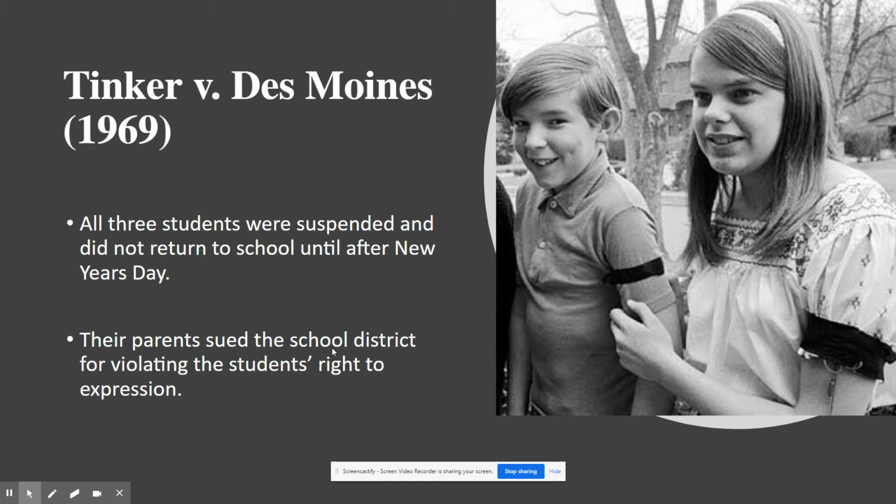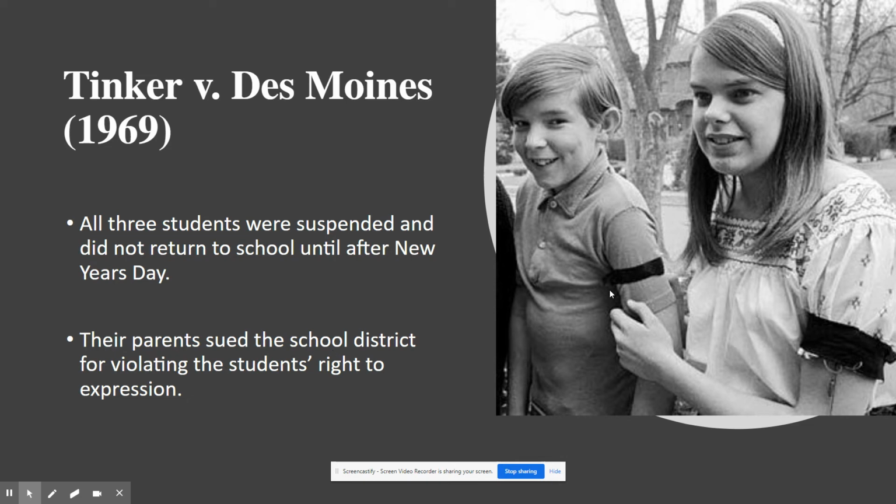Before the court rules, all 3 students are going to be suspended and did not return to school until after New Year's Day. So they make this plan right before Christmas, and they're not allowed to go back to school until after that. So their parents are going to sue the school district for violating the students' right to expression.